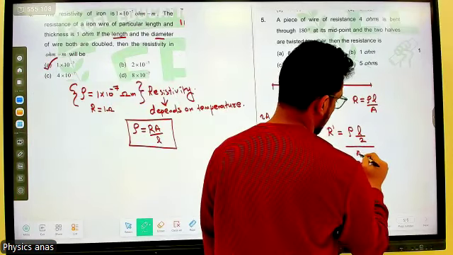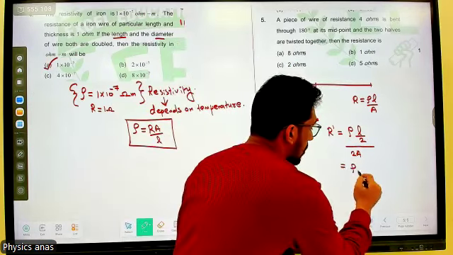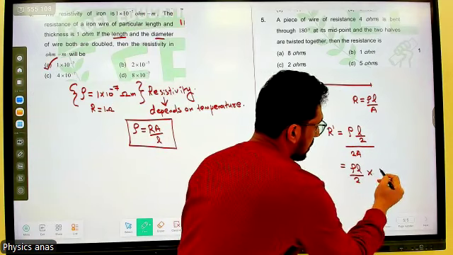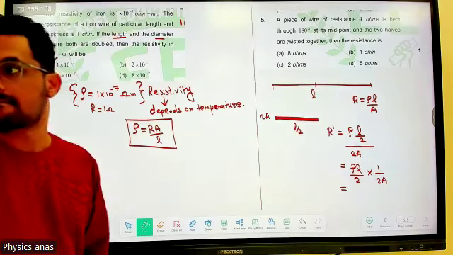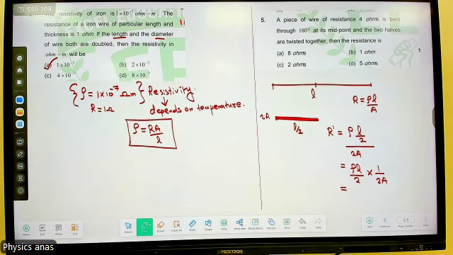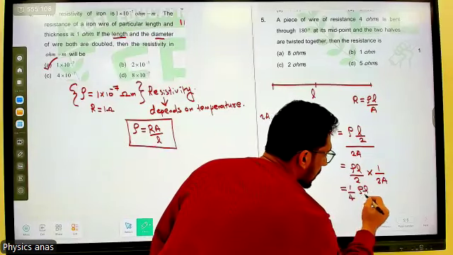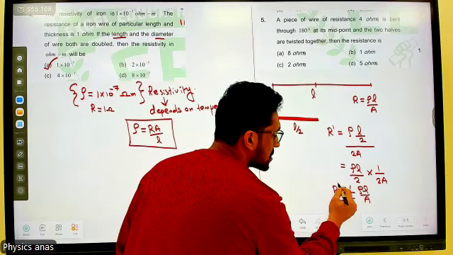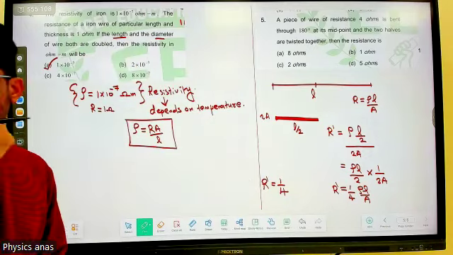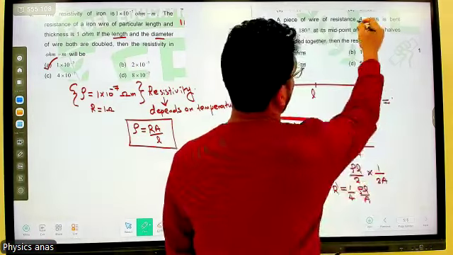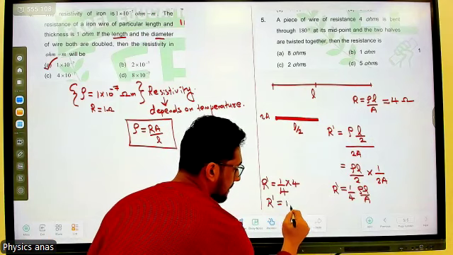So R dash is rho times L by 2, divided by 2A. That will be 1 by 2 times 1 by 2, so 1 by 4 rho L by A. That's R dash. R dash is equal to 1 by 4 of rho L by A, and what is R? 4 ohm. So R dash is equal to 1 ohm.